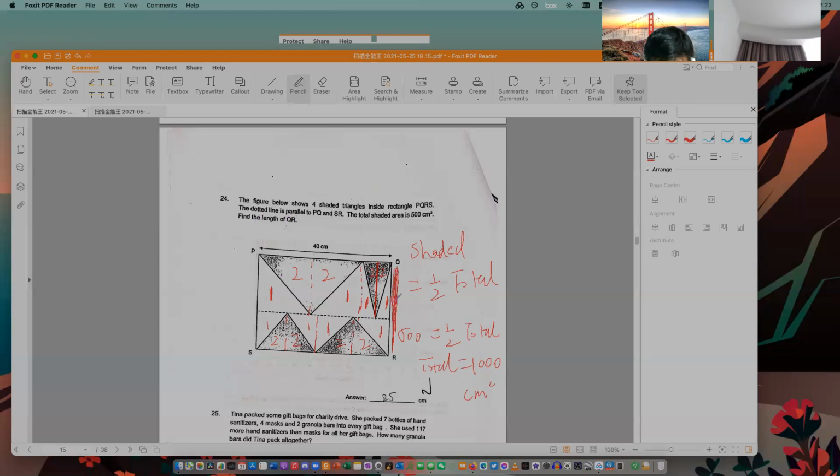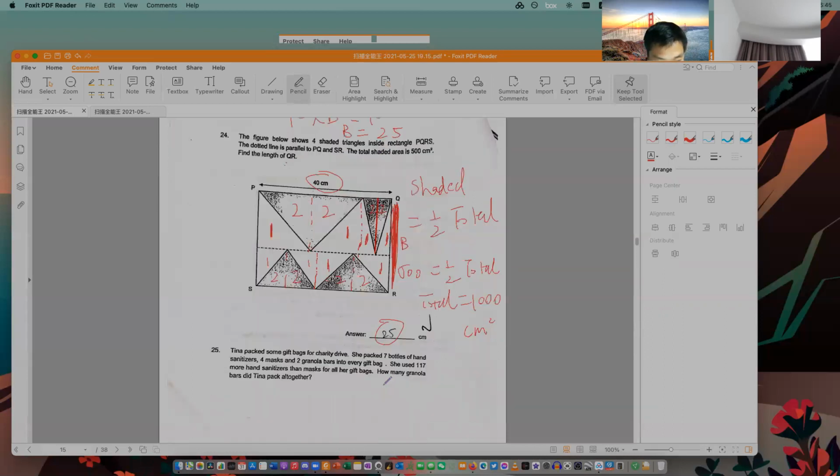In order to find QR, what you need to do is use the length times the breadth. So length is 40. So you have 40 times the breadth, which is supposed to give you 1000. Therefore your breadth should be 25. So that's how you get your 25 here. Always think of this strategy.